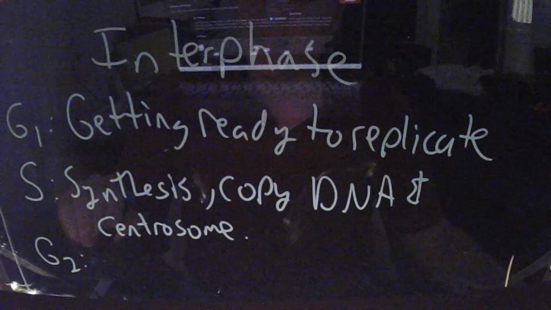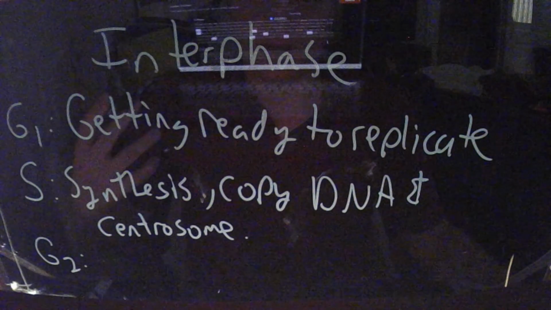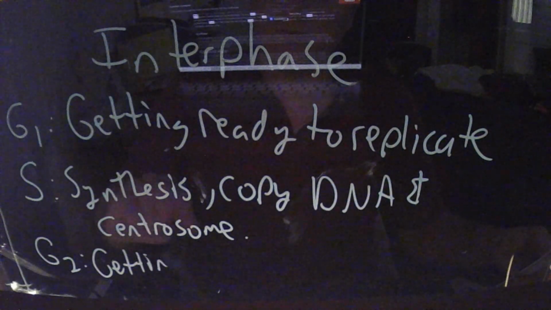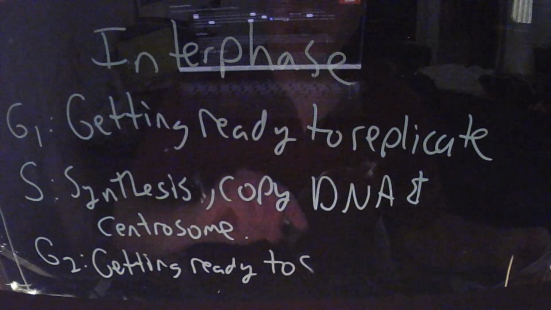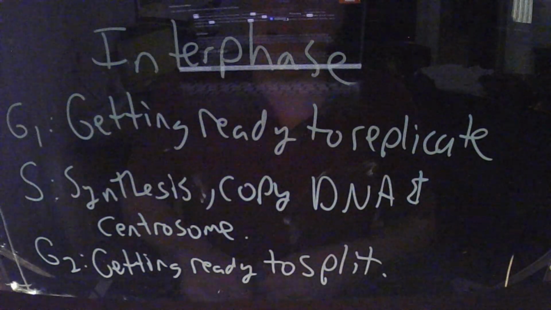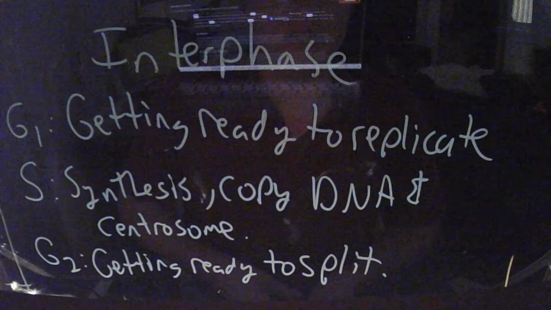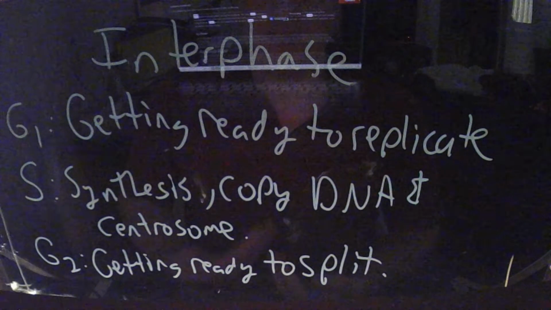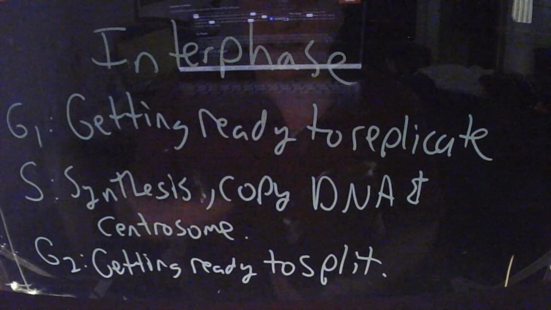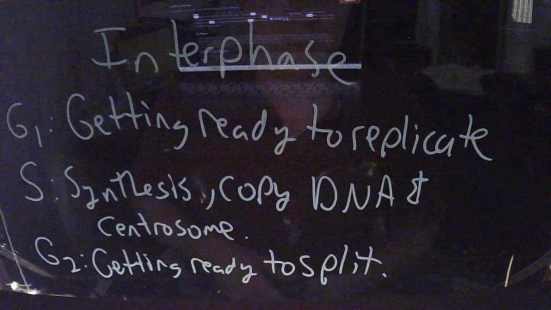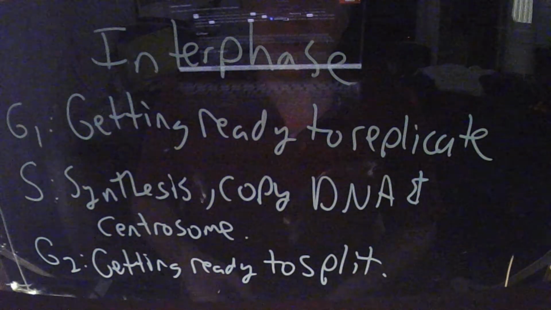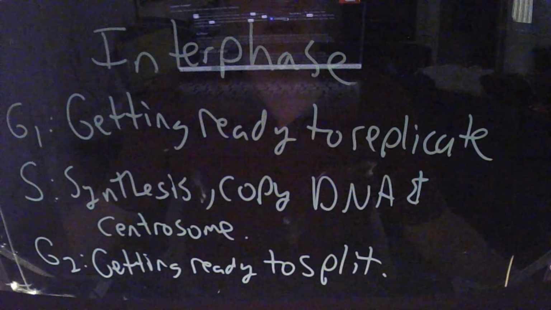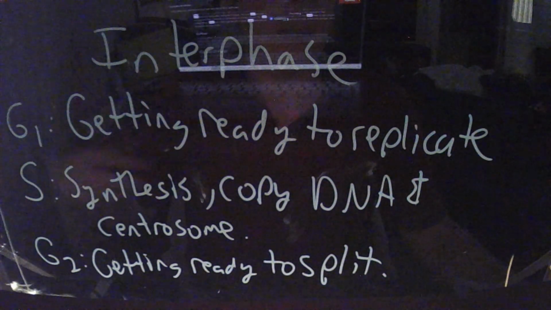Then we have the G2 phase, which stands for gap 2, and basically the cell is getting ready to split. So it's starting to make proteins that the cell is going to need in order to split in half. It's replenishing energy that it used up during the process of DNA and centrosome synthesis. And this takes us to the end of interphase. But you can think of interphase as just doing its normal cellular processes as well as getting ready for mitosis.